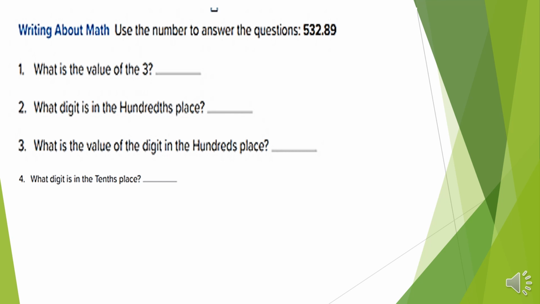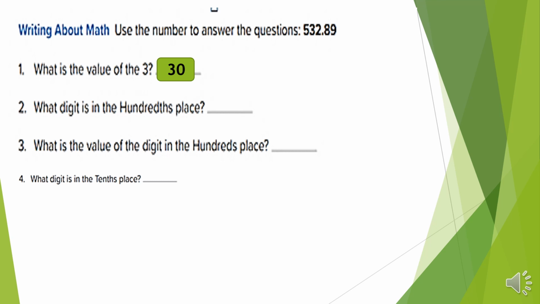Use the number to answer the questions. I have 532 and 89 hundredths. Number 1. What is the value of the 3? Let's solve it together. Is the 3 in the whole part or decimal part? Of course, the 3 is in the whole part. So it is in the tens place. So its value will be 30.